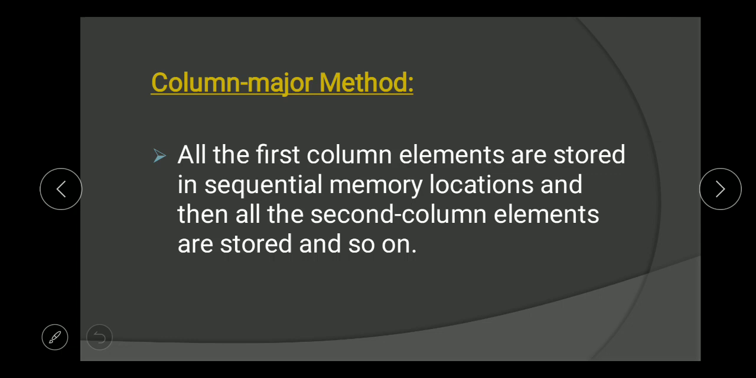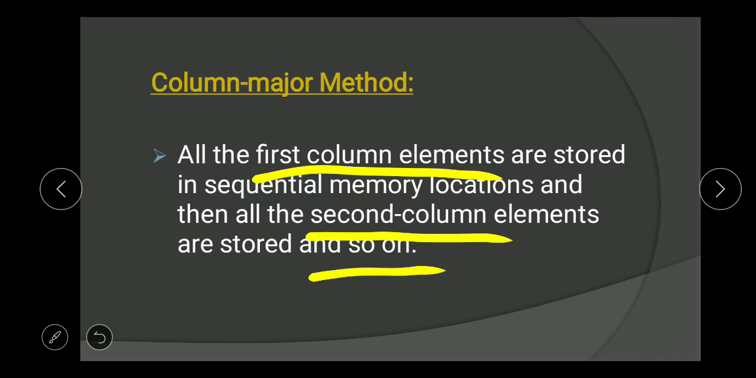Column major method. All the first column elements are stored in sequential memory locations and then the second column elements and so on. Here we will store the elements in a column manner: first column, second column and so on.